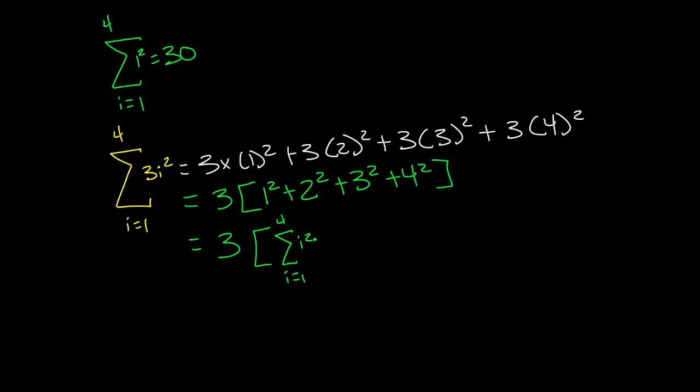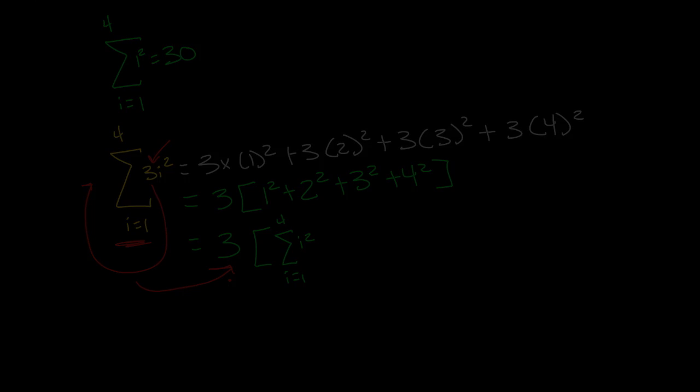So notice the pattern here. I started off with an expression, the sum from i equals 1 to something, and inside the sigma notation was an expression, 3i squared, that had a constant in it, namely 3. I can pull that constant outside and get that the sum from i equals 1 to 4 of 3i squared is the same thing as 3 times the same exact expression, but without the 3 sitting there. Turns out this is a general rule.